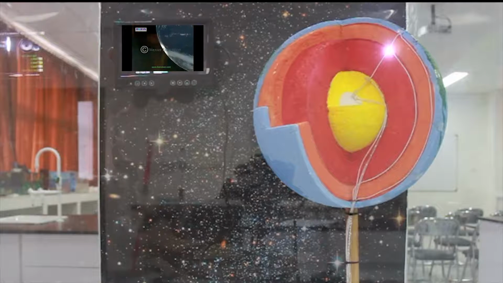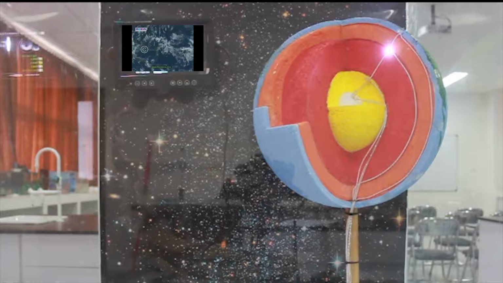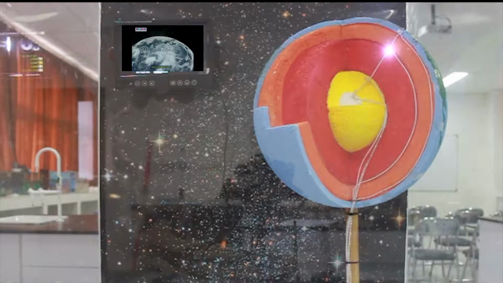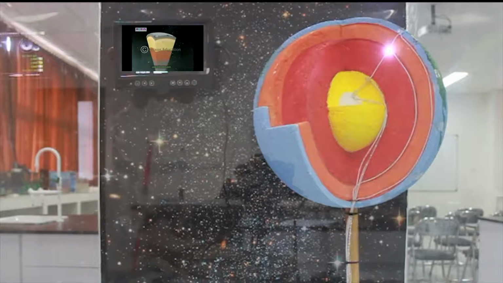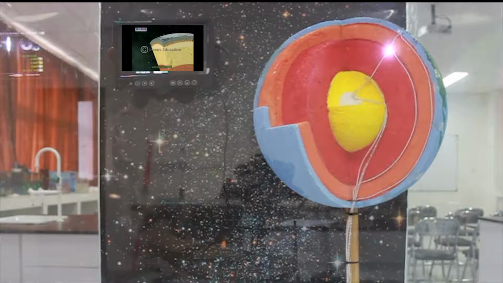In addition to the asthenosphere, there is a layer known as the lithosphere. The crust and the uppermost layer of the mantle together form the lithosphere, while the asthenosphere has a depth of 400 kilometers. The lithosphere extends from a depth of 10 to 200 kilometers.